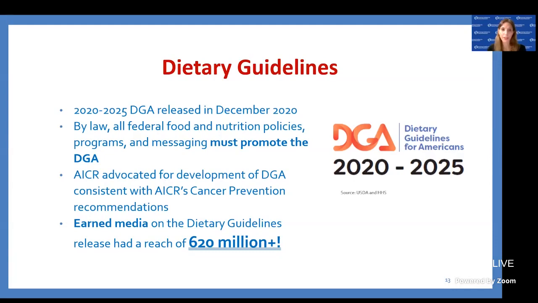So overall, the dietary guidelines, the final version, do largely align with AICR's cancer prevention recommendations, although there were a couple areas, specifically alcohol and added sugars, that were not as strong as AICR's research would support. When these dietary guidelines were released at the end of last year, AICR was able to leverage attention to the recommendations related to alcohol specifically and to the relationship between dietary patterns and cancer, and was able to reach a broad audience with AICR's message.